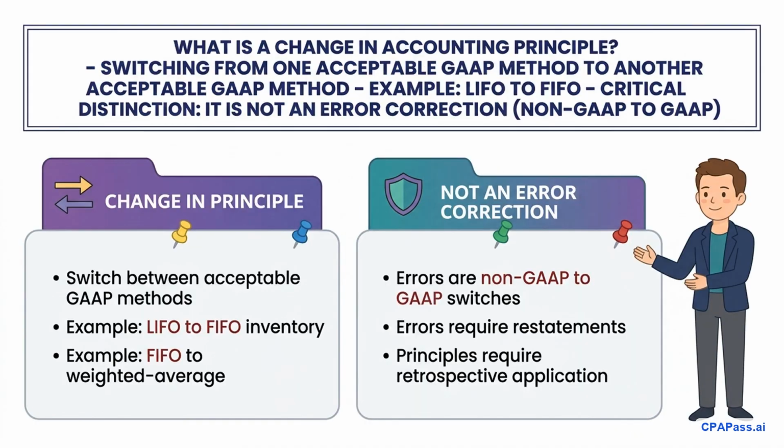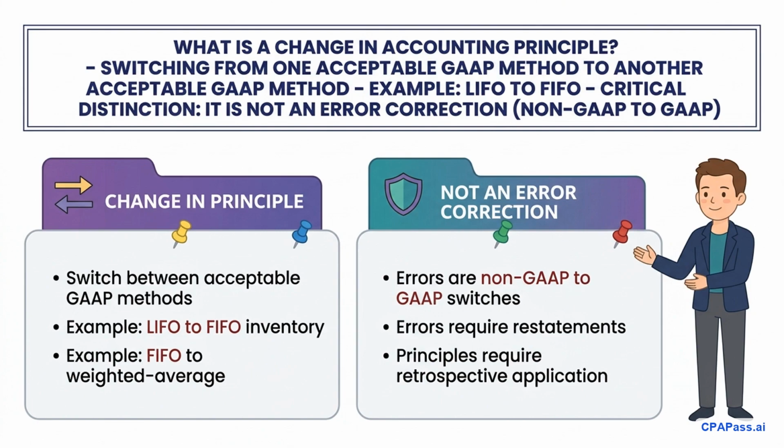To master this topic, you must first understand what a change in accounting principle actually is. Under ASC 250, a change in principle occurs when a company switches from one acceptable GAAP accounting method to another acceptable GAAP method. A classic example is switching an inventory valuation method from LIFO to FIFO, or from FIFO to weighted average. Both methods are fully permitted under GAAP, but the company chooses to change.